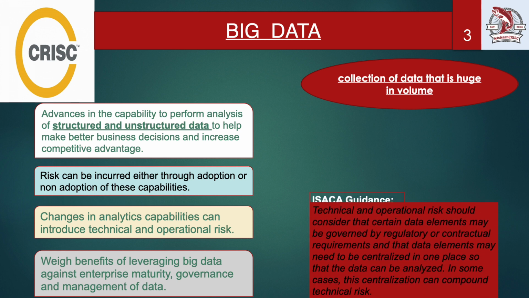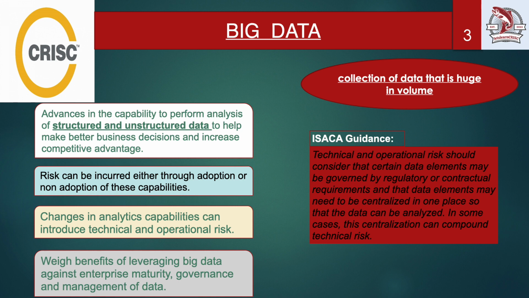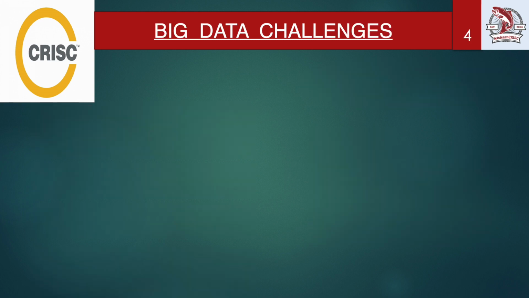Friends, this change in analytics capability dealing with big data can introduce technical and operational risk. An organization should understand that risk can be incurred either through adoption or non-adoption of these capabilities. As per ISACA guidance, technical and operational risk should consider that certain data elements may be governed by regulatory or contractual requirements, and that data elements may need to be centralized in one place so that data can be analyzed. In some cases, this centralization can compound technical risk. Moving on to the big data challenges.